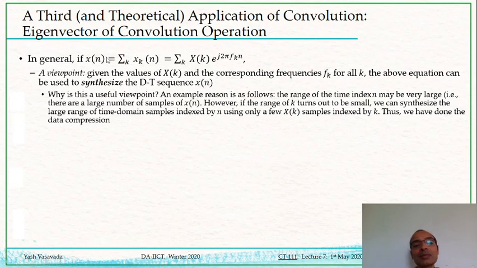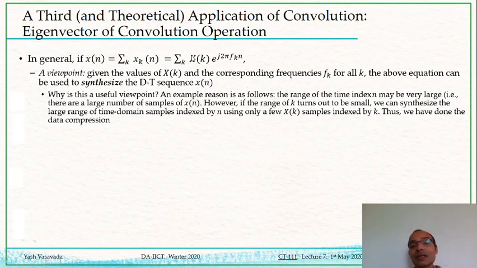So one possibility is that we record each individual value of x of n. But the other possibility is that maybe if we represent x of n like this, maybe there are not too many frequencies present in this discrete time sequence x of n. Maybe the summation over k is only maybe 10 or 15 terms, or maybe even less.